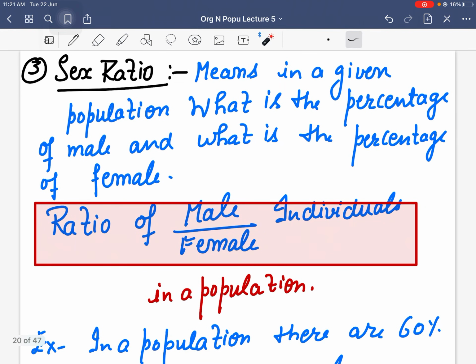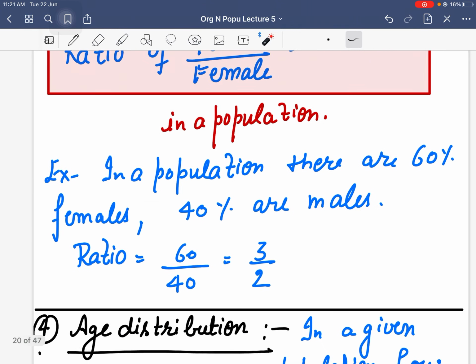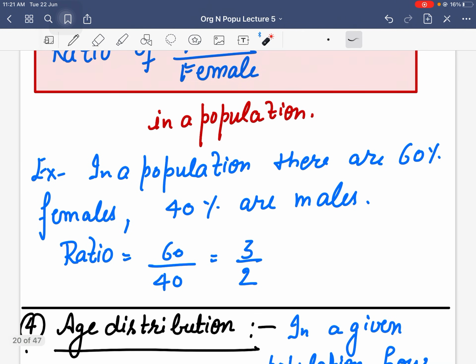Right. Now comes the third attribute, again a very important attribute, called sex ratio. In a given population, sex ratio means what is the percentage of males and what is the percentage of females, that will help you to determine the sex ratio. So it is the ratio of male and female individuals in a population. So in a population, suppose there are 60% females and 40% are males.